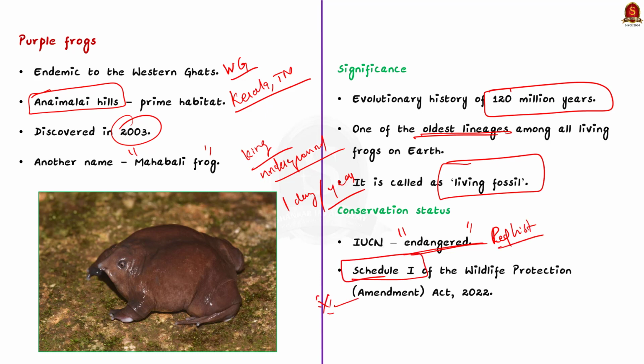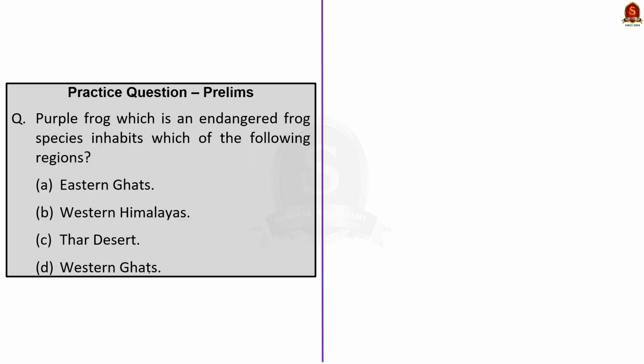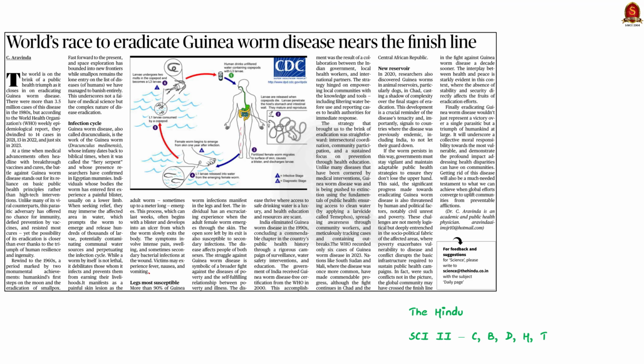So what are the threats? Rapid deforestation, conversion of forest land into cropland, and human settlements intruding deeper and deeper into animal habitats. So these are all threatening the survival of this species. Additionally, road networks lie close to their breeding grounds and hundreds of cases of road killings go unreported every year. So that's all about this article. With this, let us move on to the next news article.